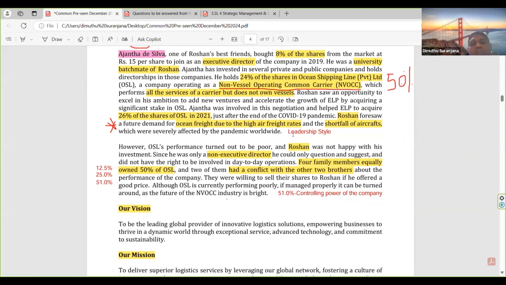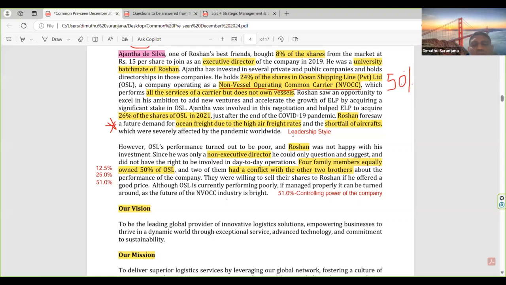However, OSL performance turned out to be poor. Roshan was not happy with his investment. Since he was only an unlisted director, he could only question and suggest and did not have the vote to be involved in day-to-day operation. Four family members equally owned 50% of OSL. Two of them had a conflict with the other brothers. That means 12.5% owned by each, and they were unhappy about the performance of the company. They were willing to sell their shares to Roshan if he offered a good price, although OSL is currently performing poorly. If managed properly, it can be turned around as the future of the NVOCC industry is bright.